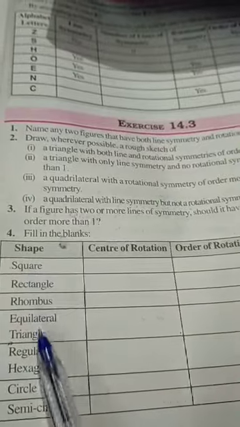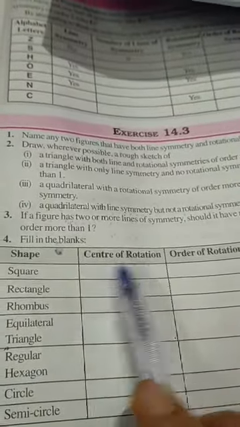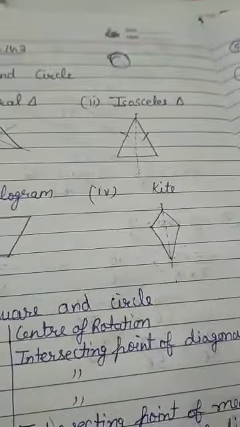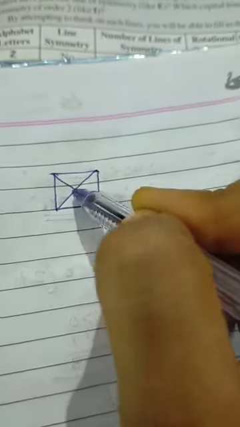Fill in the blanks. These are the shapes. He is asking what the center of rotation of a square is. Now I will tell you. Look, I am giving you one example. This is a square. Center of rotation means this center point. So this is the center point. Where is this point lying? This point is intersecting on the diagonals. Right? So what is the center of rotation of the square?